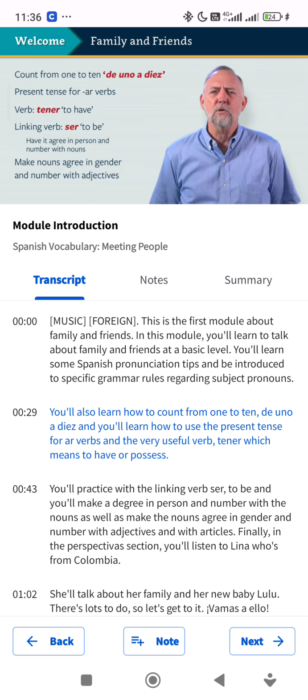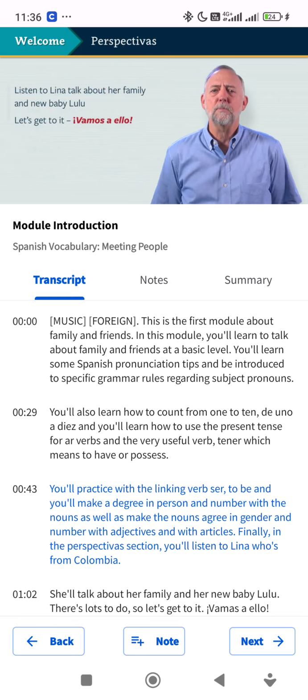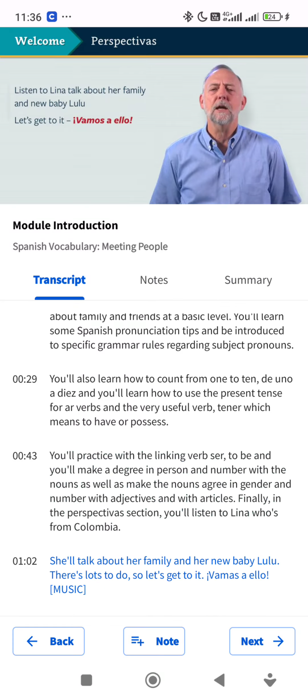And you'll learn how to use the present tense for AR verbs and the very useful verb tener, which means to have or possess. You'll practice with the linking verb ser, to be, and you'll make it agree in person and number with the nouns, as well as make the nouns agree in gender and number with adjectives and with articles. Finally, in the Perspectiva section, you'll listen to Lina, who's from Colombia. She'll talk about her family and her new baby, Lulu. There's lots to do, so let's get to it. Vamos a ello!